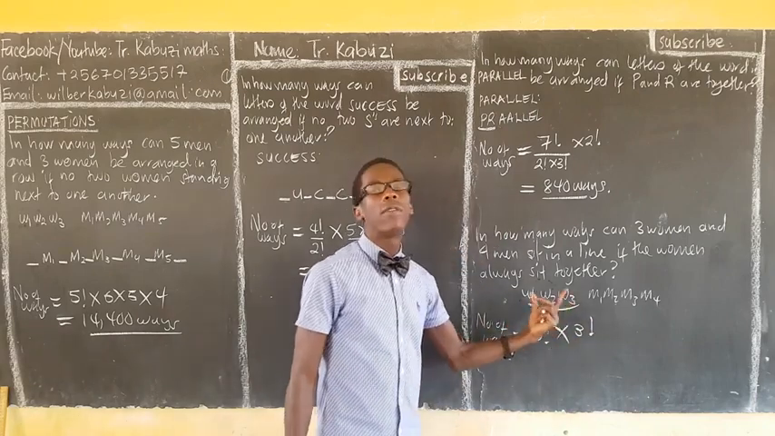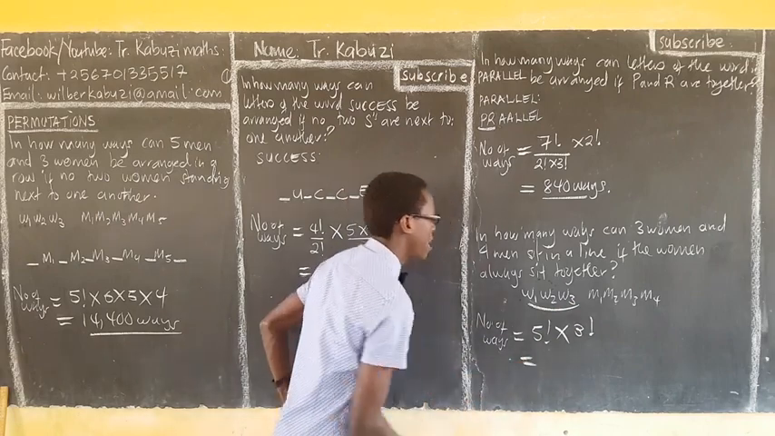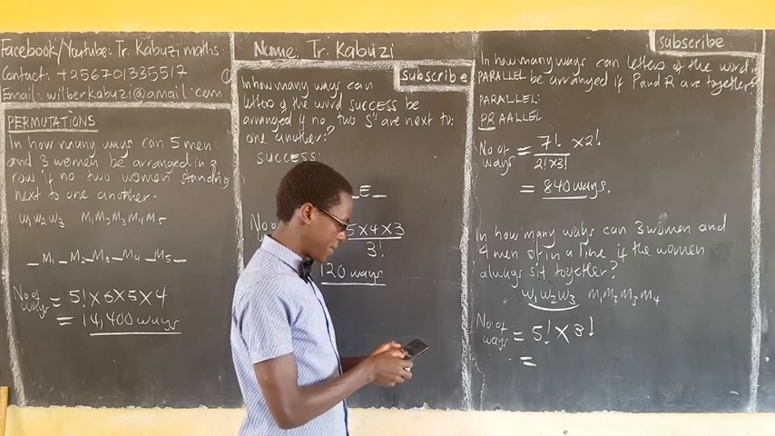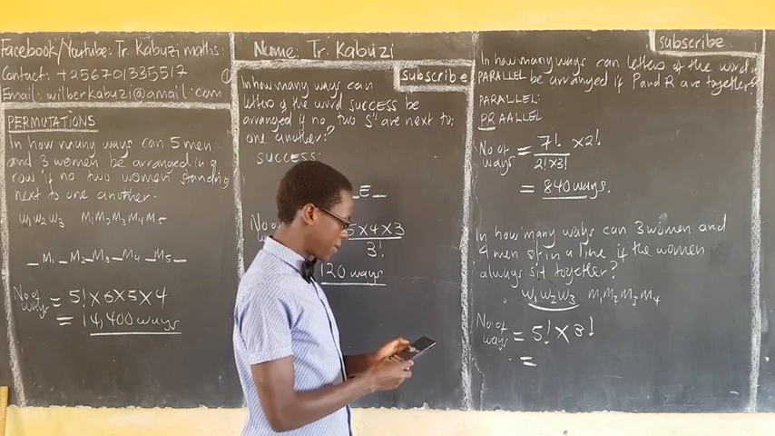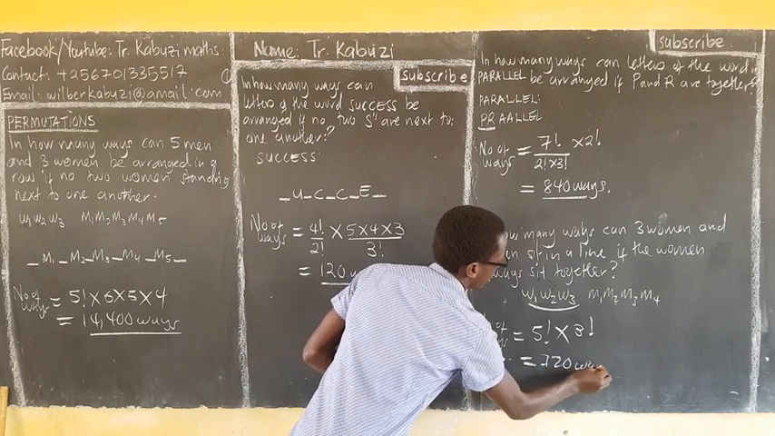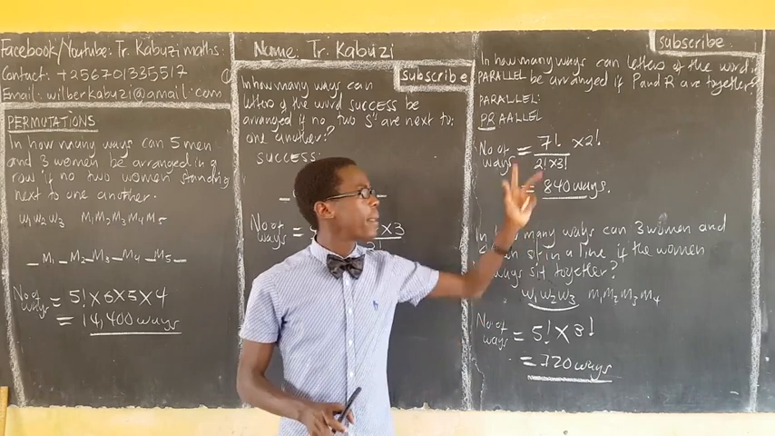And these women, of course, they are different. So that's why I can multiply. So there, you just press your calculator and you say 5 factorial times 3 factorial, and the answer is 720 ways. So remember, that's how we handle that one.